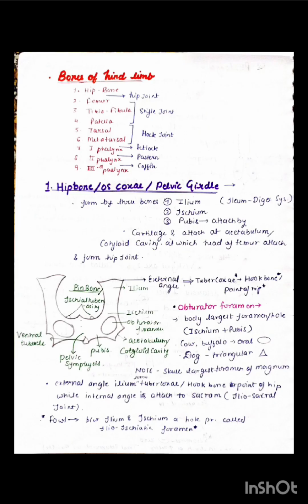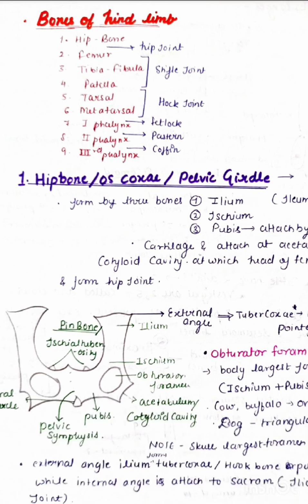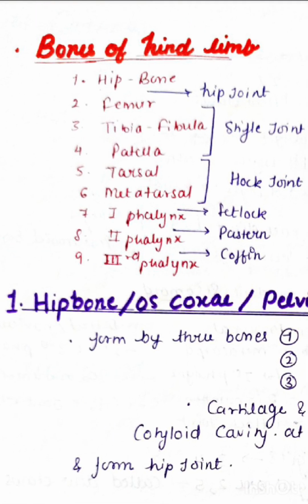So friends, today we are going to study the bones of the hind limb. There are 9 bones present in the hind limb: the hip bone, femur, tibia, fibula, patella, tarsal, metatarsal, first phalanx, second phalanx and third phalanx.